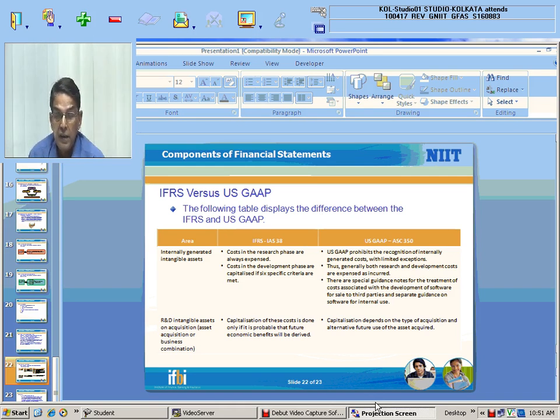The second area is R&D intangible assets on asset acquisition or business combination. So, research and development intangible assets which are acquired through an asset acquisition or business acquisition. Under IFRS IAS 38, capitalization of this cost is done only if it is probable that future economic benefits will be derived. Under US GAAP ASC 350, capitalization depends on the type of acquisition and the alternative future use of the asset acquired. So these are the areas of difference between IFRS and US GAAP so far as intangible assets are concerned.